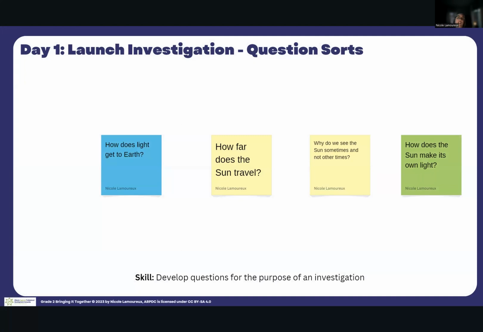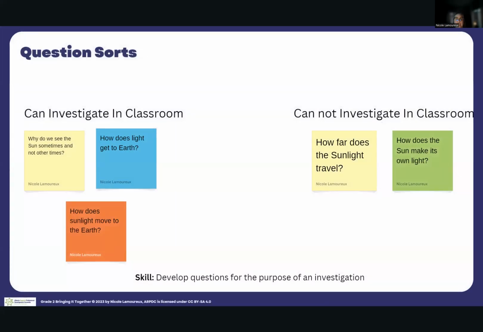So they've been asking tons of questions along the way. So then what is it we're trying to find out? And asking questions, and we know about question sorts. So what things can we realistically investigate in the classroom? What are things that we can't investigate in our classroom? So, for time or money or things like that. So why do we see the sun sometimes and not others? And you can even put in some of these questions, but have them help you sort, because they're looking at developing questions for the purpose of an investigation.